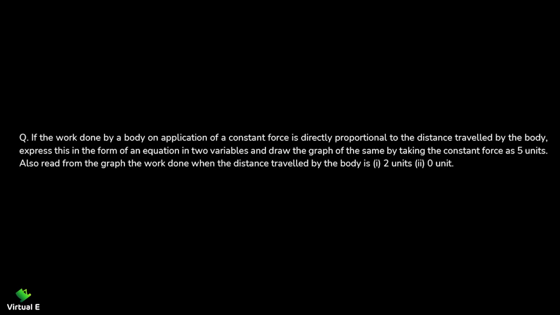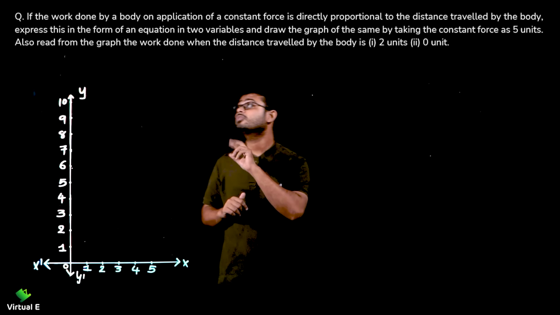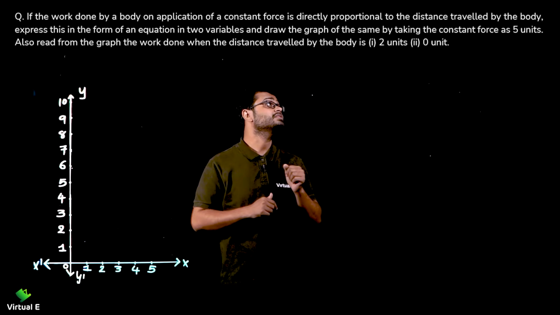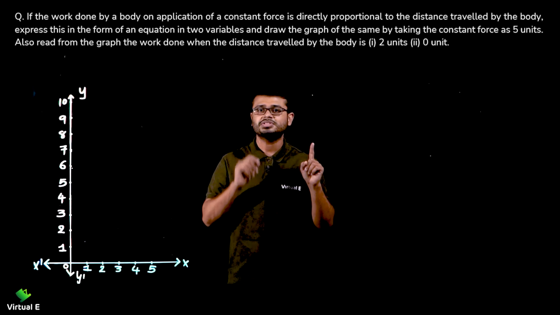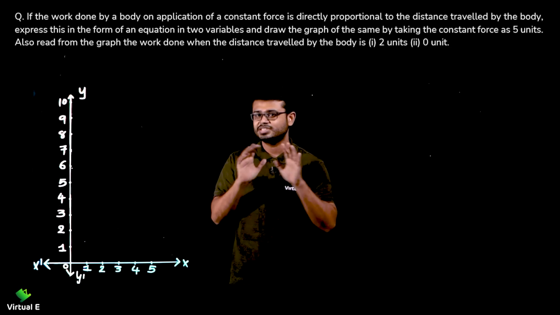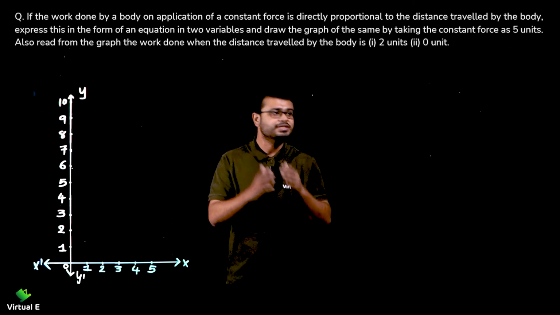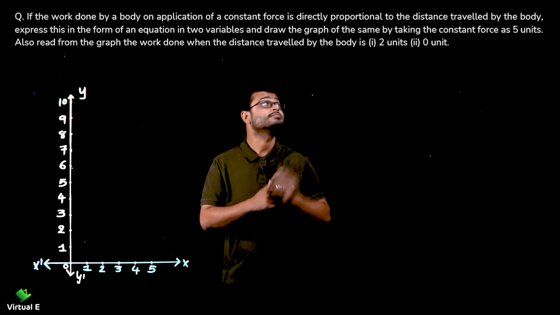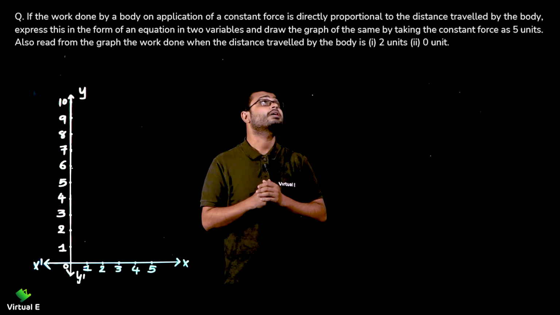Let's start. If the work done by a body on application of a constant force is directly proportional to the distance. There are three quantities mentioned over here. First is work done. You must have studied in physics that work done is equal to force multiplied by distance. So we are discussing that formula over here. So first is work done.